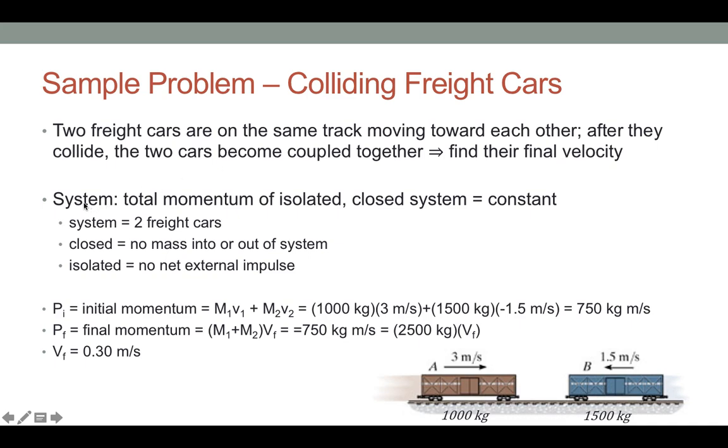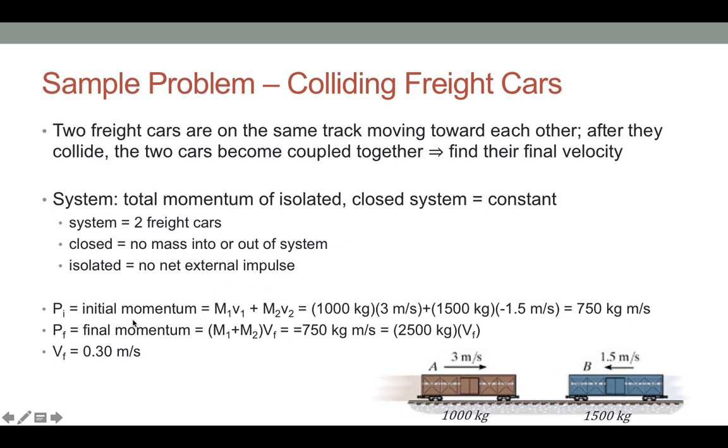Now here we want to consider there's a system, and the total momentum of this system will stay the same. That system must be isolated, and it must be closed for the momentum to be constant. Our system will consist of the two freight cars. It'll be closed because there'll be no mass coming in or out of the system. That's what we mean by closed. It will also be an isolated system in that there'll be no net external impulses applied. There will be gravity pulling down and the normal force pushing up on both of the cars, but they'll be equal and opposite. Therefore, no net external impulses will be applied, so the momentum should stay the same.